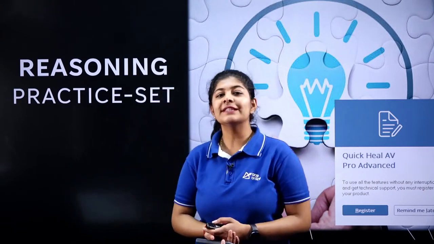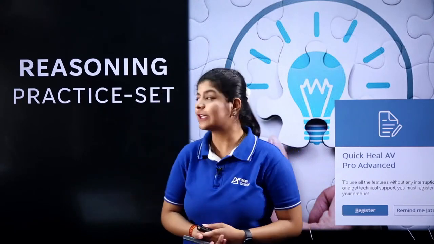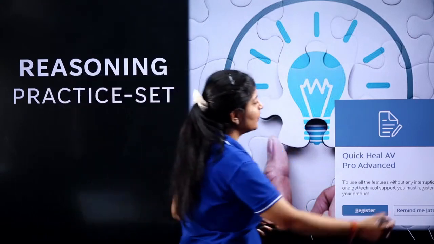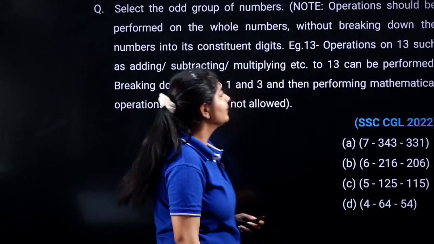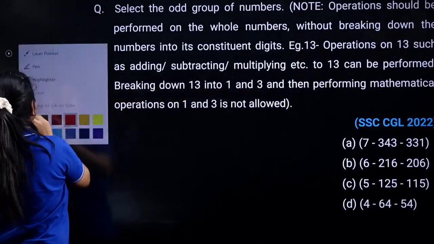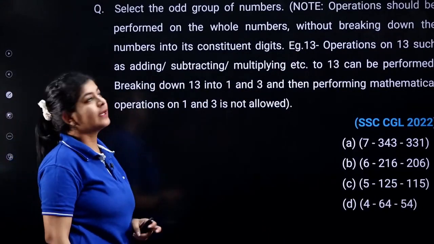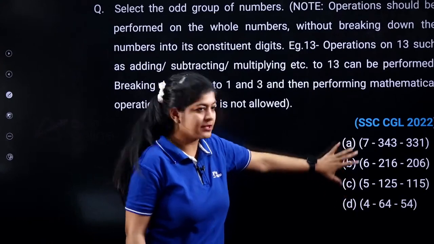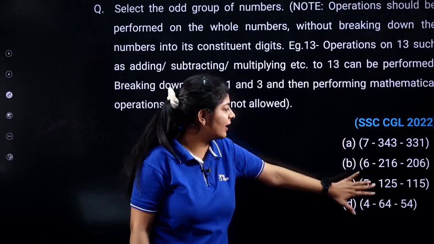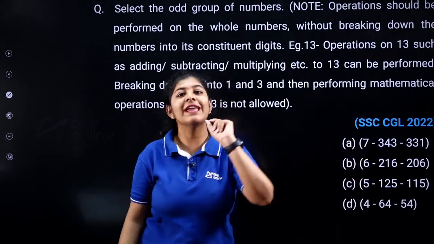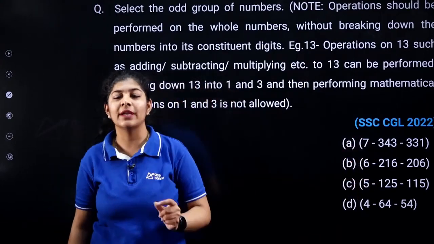Okay, so let's start with our very first question and let's see what is the first question we are having in today's session and how we are going to deal with that. Here we are having a question from the concept of classification, or we can say the odd one out. Basically, here we are having four options, and out of these four options, we have to identify the odd one out.